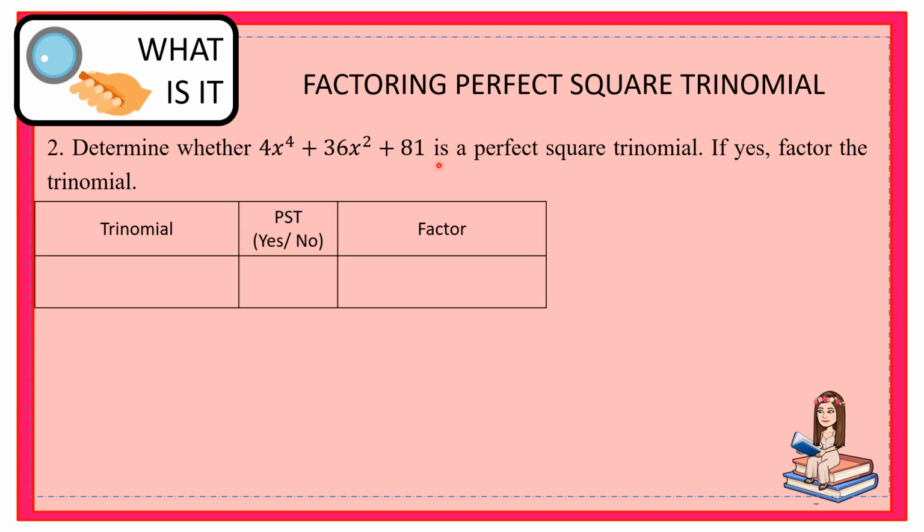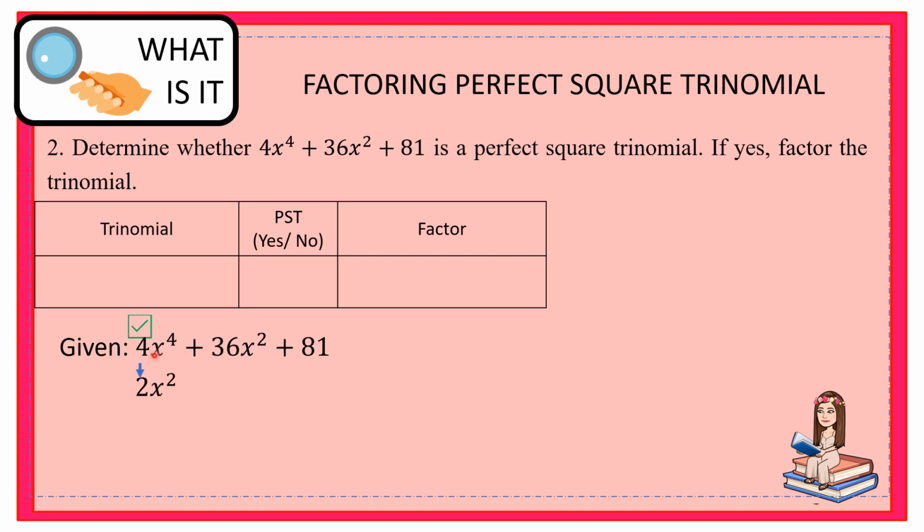So same procedure tayo. This is the given. First term, 4x to the 4th. Is this a perfect square? Yes. What is the square root? Square root of 4 is 2. Square root of x to the 4th is x squared.